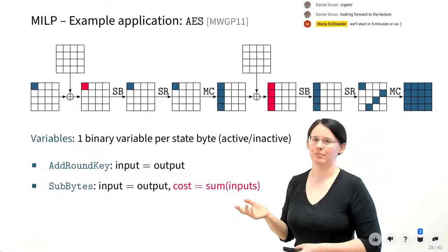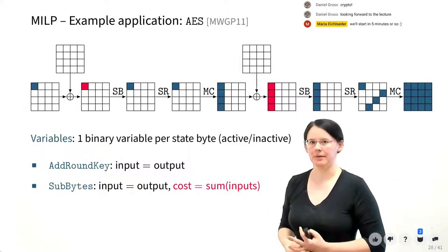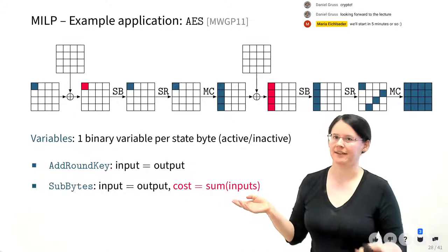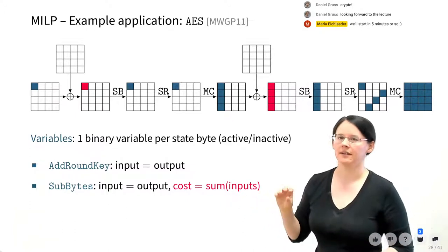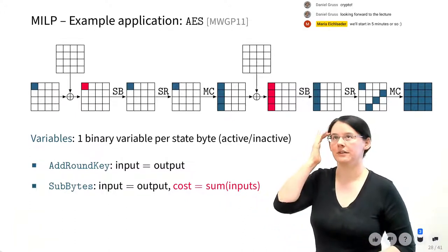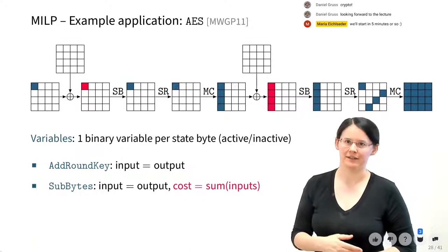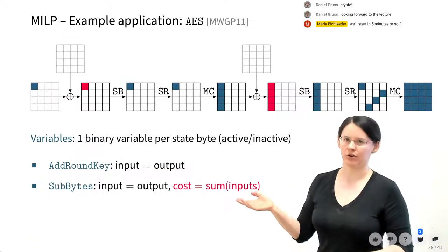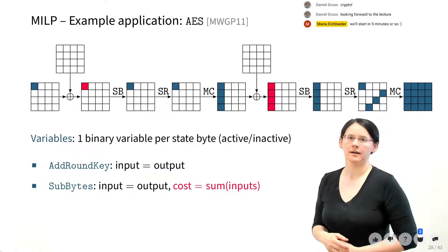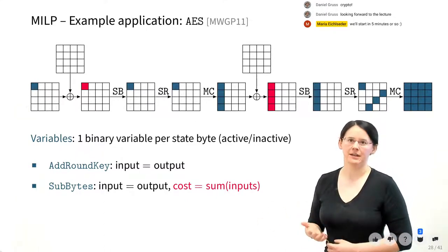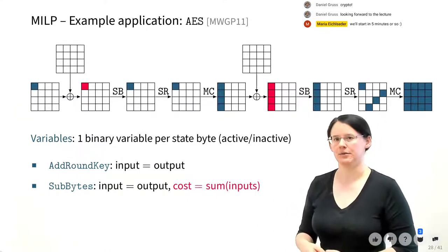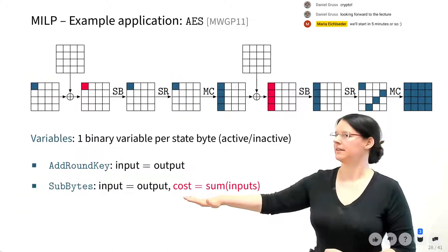If I want to have a bound on the actual probability, I can also say the cost is the exponent of the maximum differential probability. So I could also say that 6 is the cost of one active input, because 2 to the minus 6 is the maximum probability of any S-box. But I guess the easiest is just counting S-boxes.